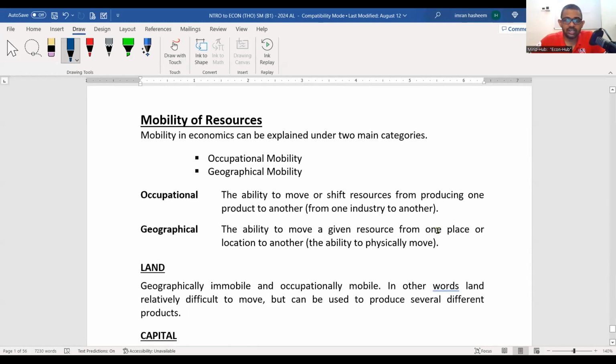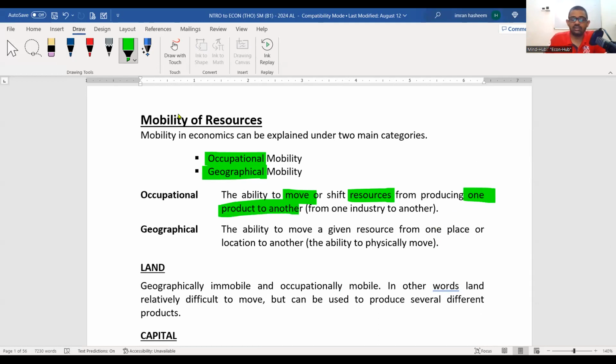Mobility of resources. As I said, there are two kinds of mobilities: occupational and geographical. Occupational mobility I have explained: basically to move or shift resources from one production to another, from one industry to another, from one activity to another. That is occupational. Geographical is to move, and I am using the word move because that's where the word mobility comes from. So here it's about the task.